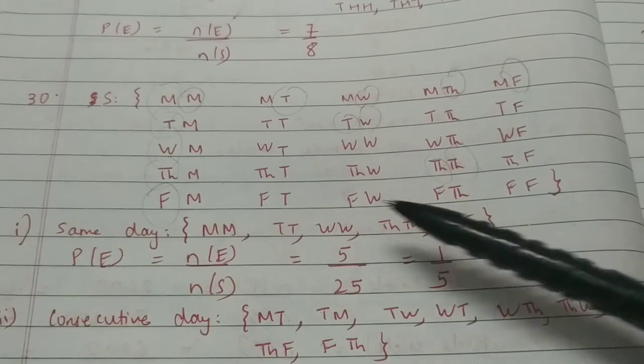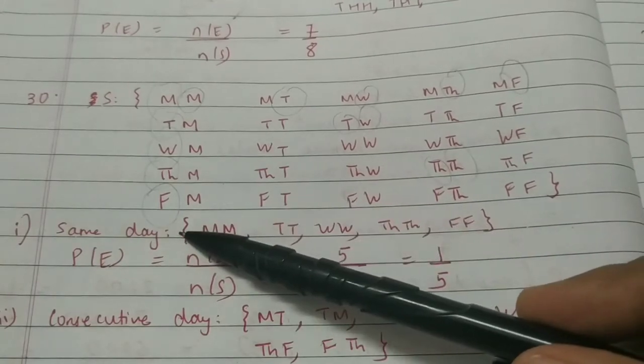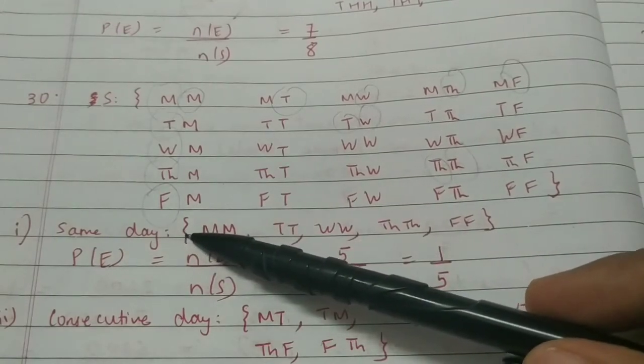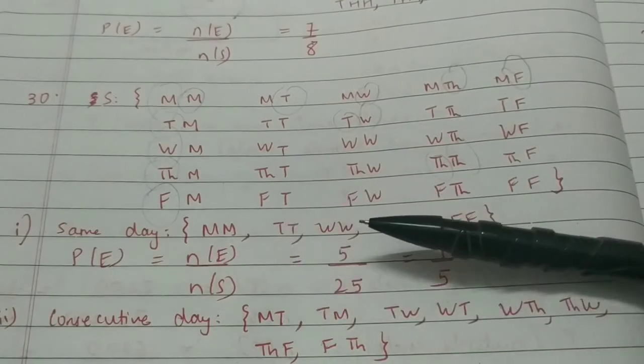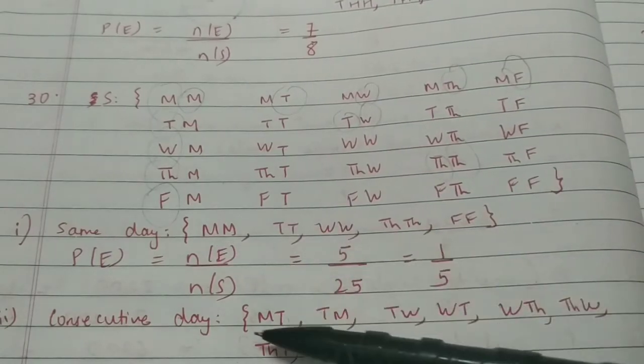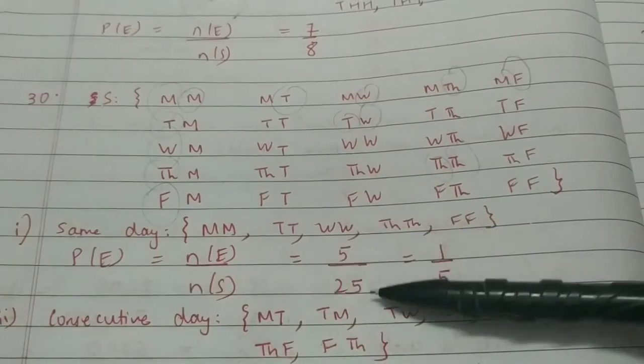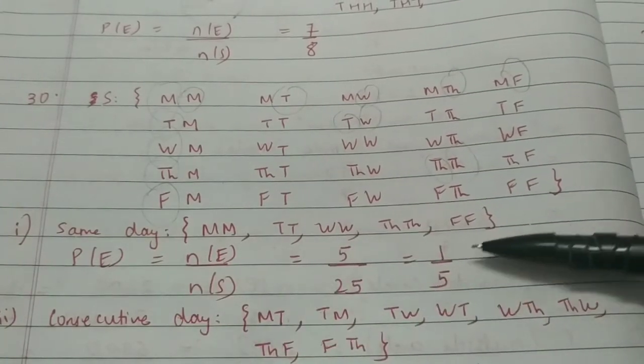So the probability of such a thing happening, which would be a headache for their boss, both of them absent on the same day, who will do the work then? The boss wouldn't like to do any work, right? So probability is 5 upon 25, 1 upon 5 is the answer.